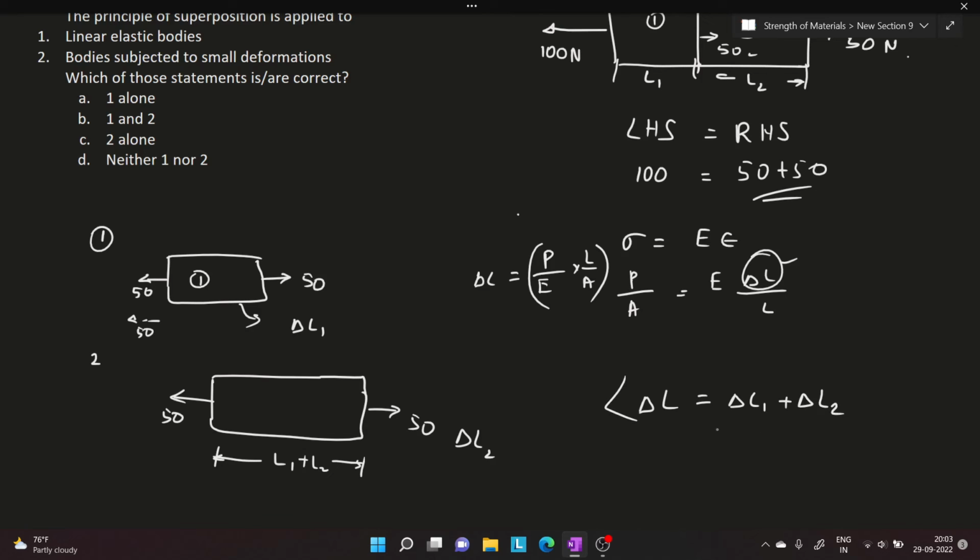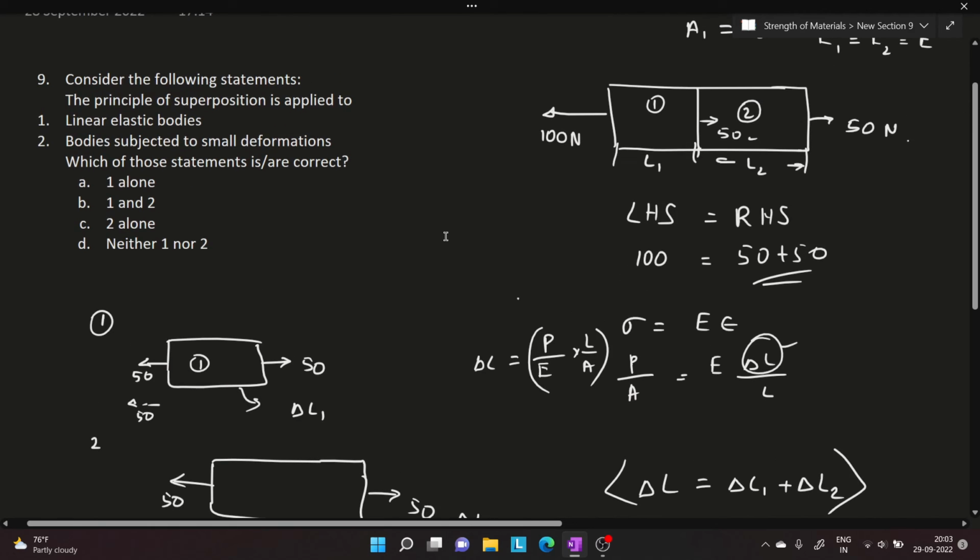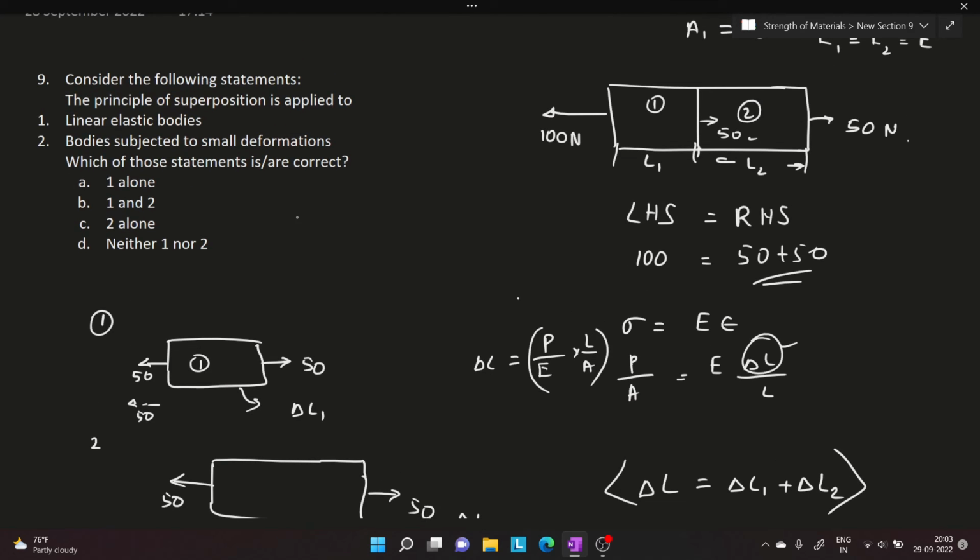So this is how we are going to solve a problem on the principle of superposition, right? So where exactly are we going to apply this? We are going to apply it for linear elastic bodies, yes. Body is subjected to small deformations, again, yes. If the deformation is larger, the material is going to be in the plastic region, so there we are not going to apply the principle of superposition, right? And which of these four statements are true? Obviously both 1 and 2 are correct, so option B is the right one.